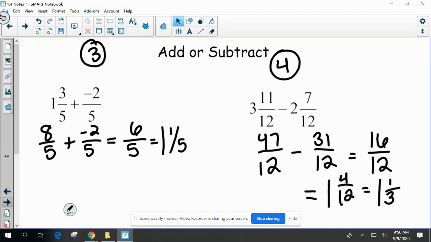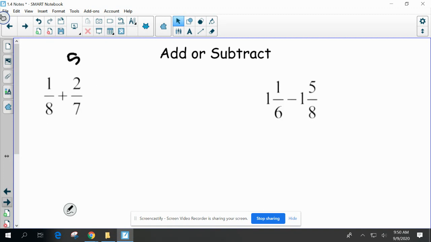Okay, so now I'm going to have you try 2 that involve getting a common denominator. So number 5 and 6, you would try those.